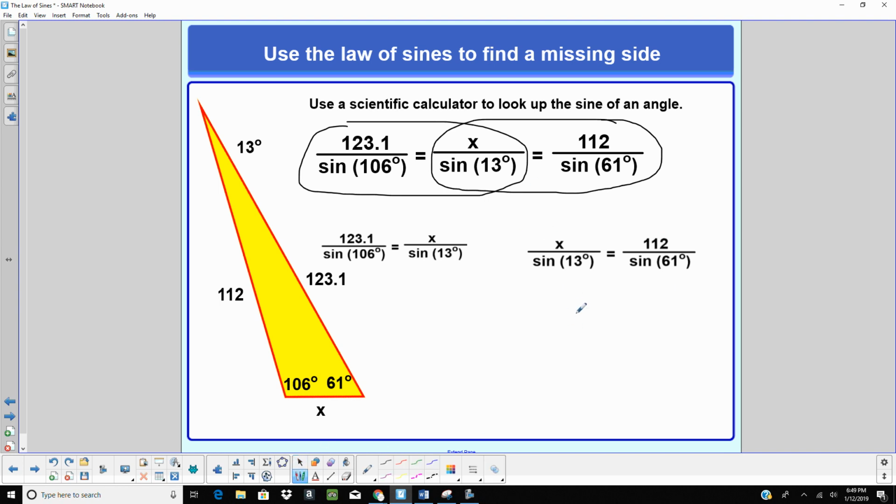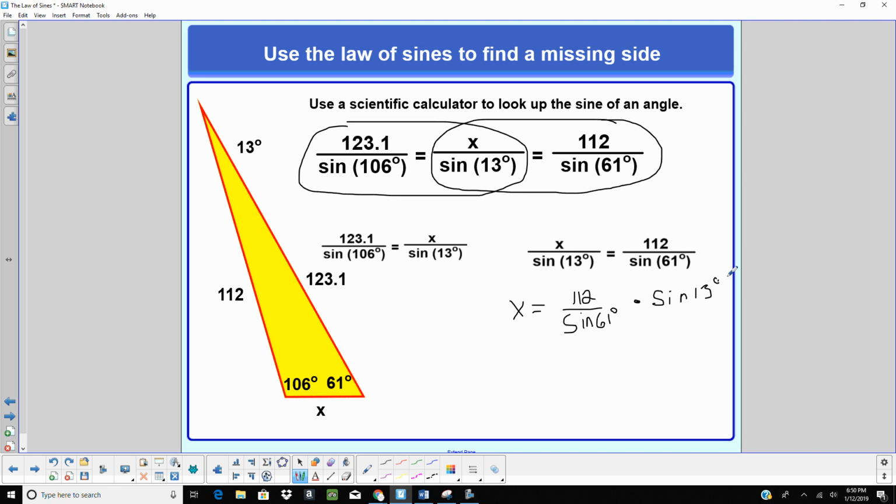So what I would do is just multiply both sides by the sine of 13. So you're going to get 112 divided by the sine, sorry about the handwriting, of 61 degrees times the sine of 13 degrees. And at that point, it's really just going to be calculator work.